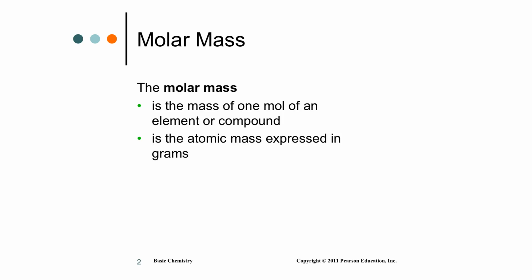The molar mass is the mass of 1 mole of an element. That was easier. All you do is look at the atomic mass under the element on the periodic table. Or it's the mass of 1 mole of a whole compound, which is simply the atomic mass of each of the elements in that compound added together, and the total would be the molar mass of the compound. And instead of expressing it in atomic mass units, you're going to express it in grams, which is easy to measure.